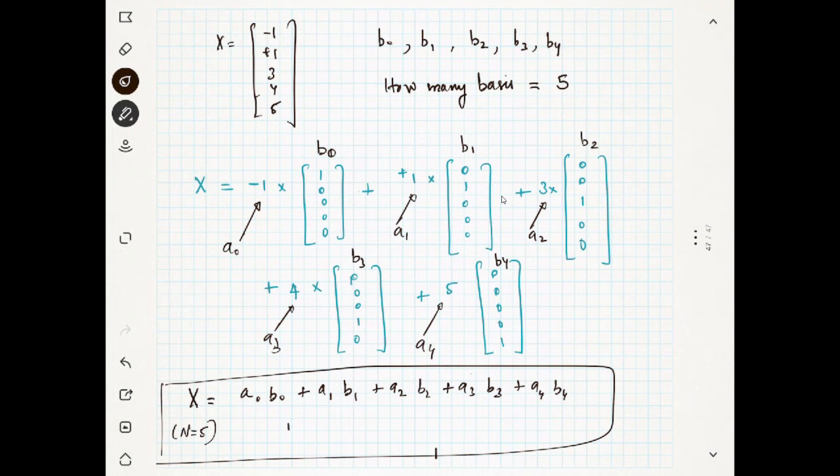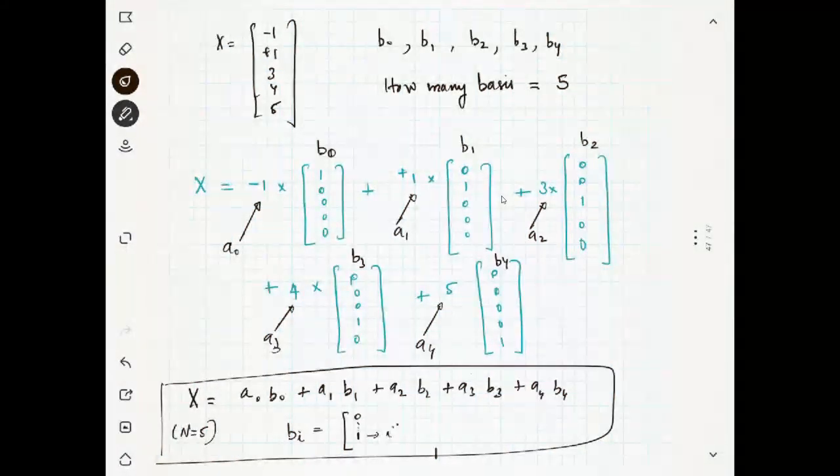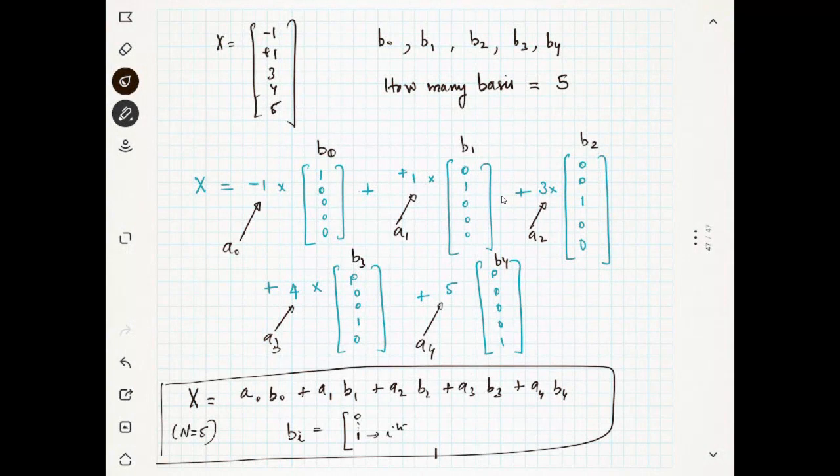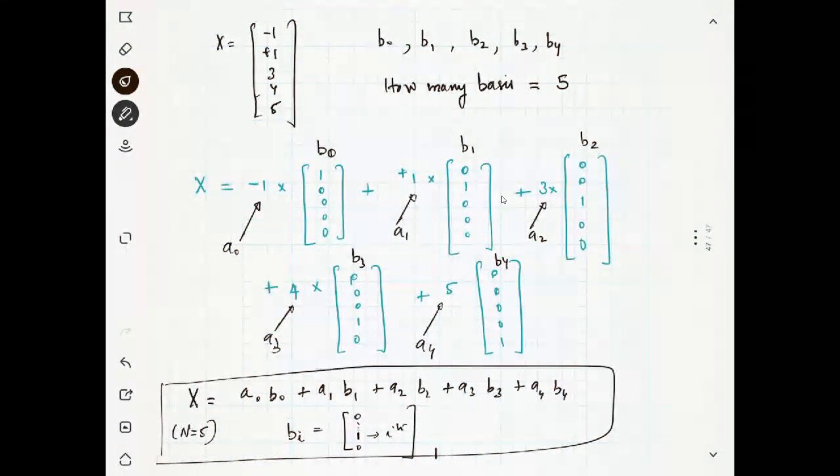And what is this Bi in general? Bi means all are 0 except the ith position, that means the ith position will be equal to 1. Do you agree with me? Bi means at the ith position it will be 1.